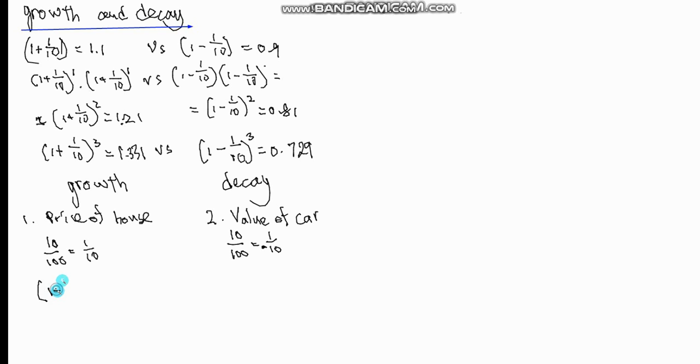So 1 plus 1 over 10, 1 means 1 year. Okay, if I have a 2, means 2 years. Okay, if I have a 3, means 3 years. Okay, similarly, if I have a 1 minus 1 over 10, 4, that means after 4 years. 3 means after 3 years.